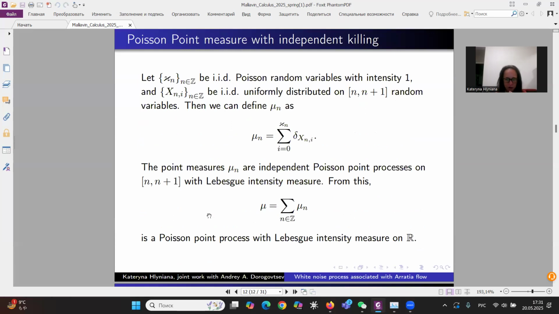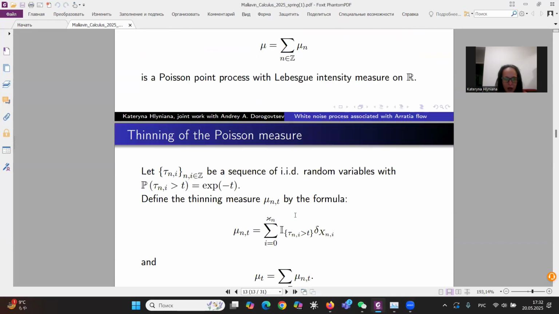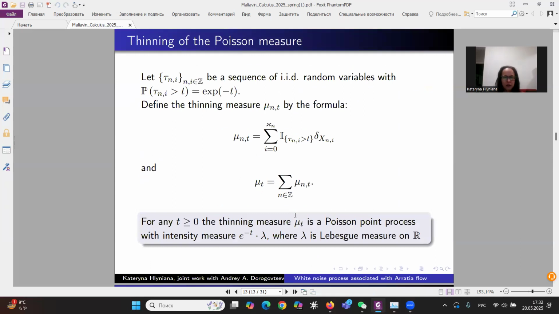So in more detail, I here just describe how we can write more precisely the Poisson point process on R. We combine it from independent Poisson point processes on intervals n to n+1, and then we just merge them together. And how we kill all points, we kill them according to a sequence of independent, identically distributed, exponentially distributed random variables by the following formula.